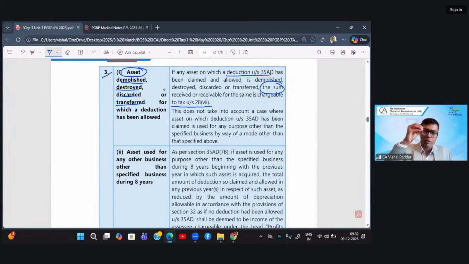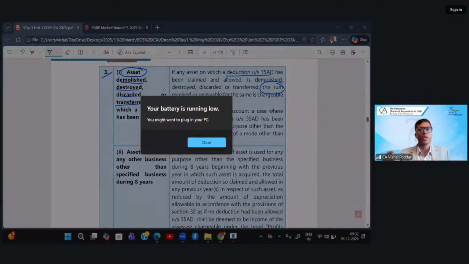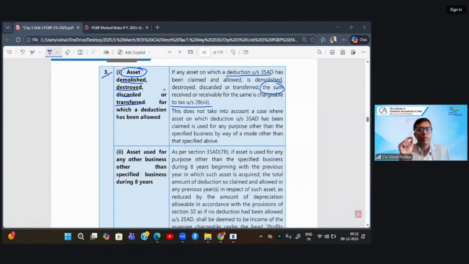So the point is very simple. If the asset was claimed as deduction under 35AD business at the time of purchase, then at the time of sale, the entire sale price will be treated as PGBP income under Section 28. So on purchase, the cost is a deduction, and on sale, the sale price is PGBP income. So simple. Purchase, you have shown on the P&L debit side, sale you show on the P&L credit side. In short, forget that this is a capital asset. So for 35AD business, the assets will not go to capital gain. It will be treated here only.